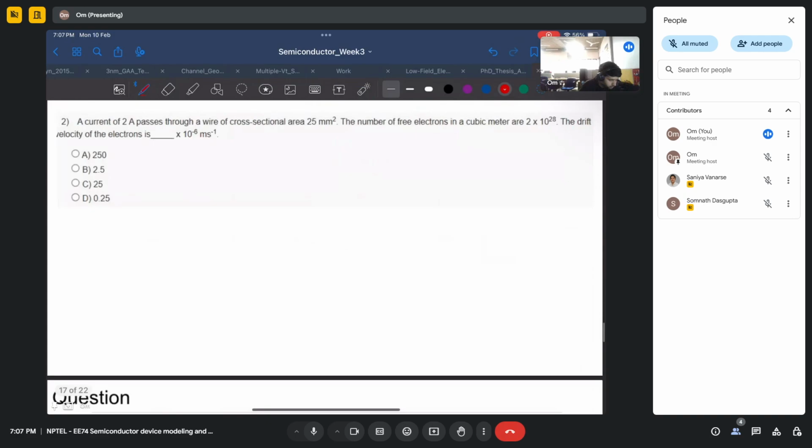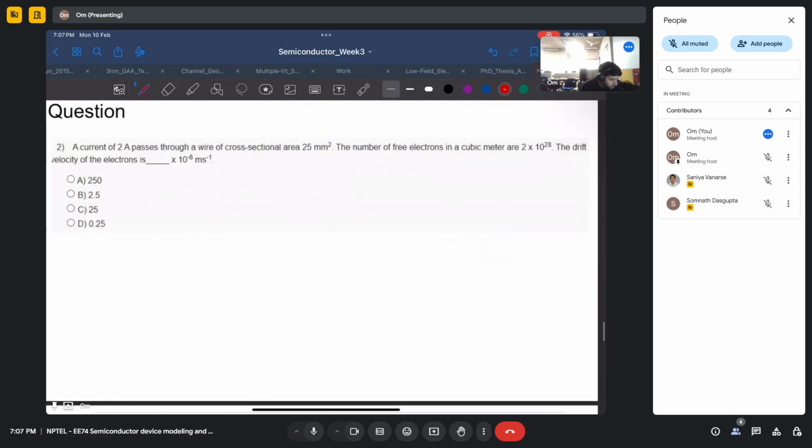So next one. A current of 2 ampere passes through a wire of cross section area 25 millimeter square. The number of free electrons in cubic meter is 2 into 10 to the power 28. The drift velocity of electrons is what?